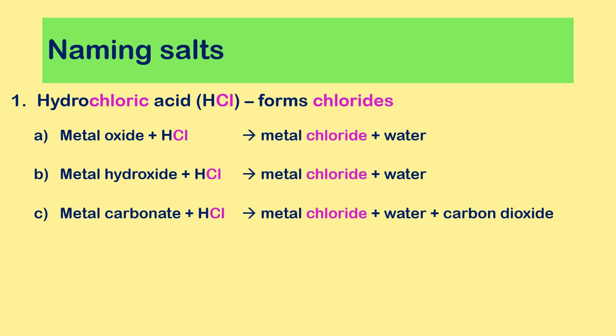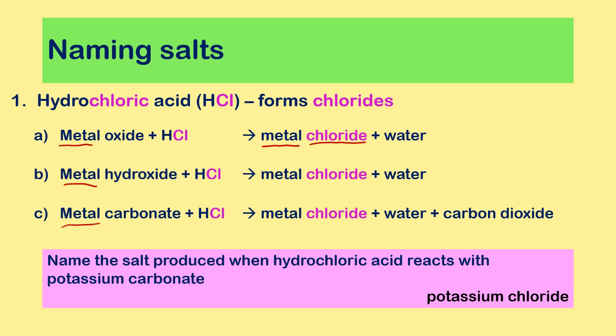When it comes to naming salts, if you use hydrochloric acid, you will form a chloride. Now, the name of a salt always has 2 parts. You have the metal part, which comes from whatever metal oxide, hydroxide, or carbonate you used, and you have a second part, which always comes from the acid. Hydrochloric acid always makes a metal chloride. So example here is if we reacted hydrochloric acid with potassium carbonate, the salt would be potassium, and hydrochloric acid gives chloride as the name, so potassium chloride.